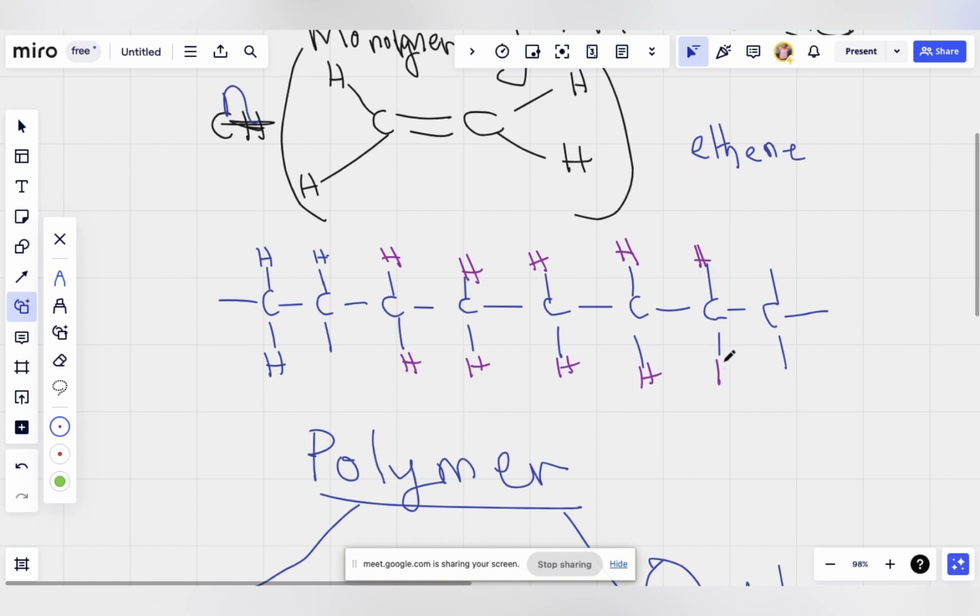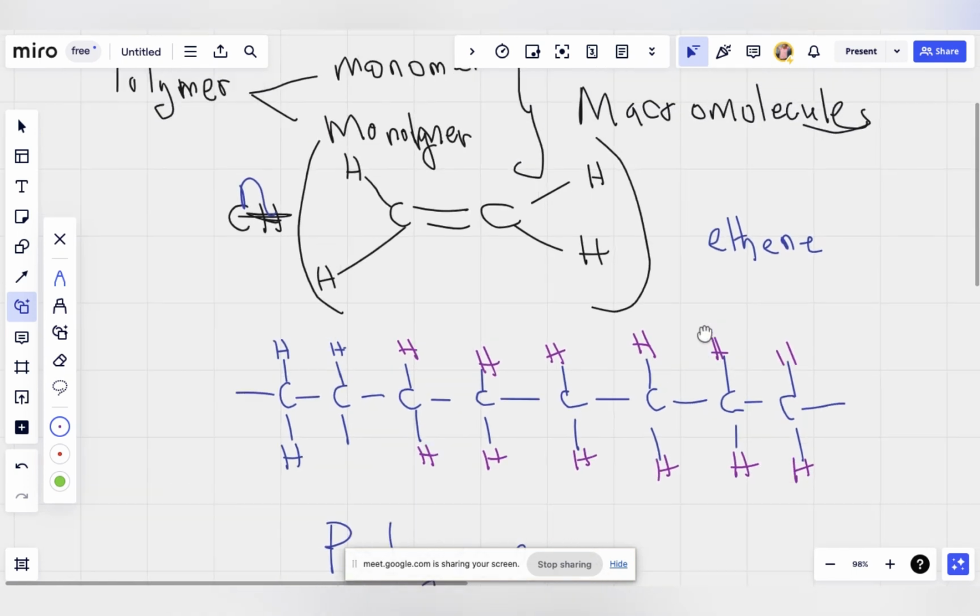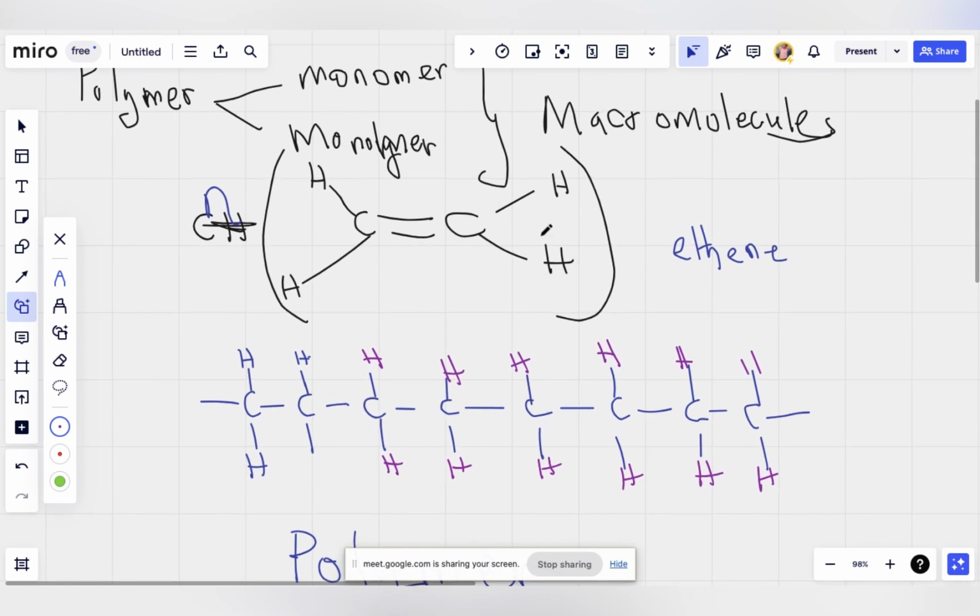You can also make polychloroethene, which is PVC. If you want to make polychloroethene, you have to use chloroethene as your monomer, meaning you replace one hydrogen atom with chlorine. Then you form polychloroethene, which is PVC.